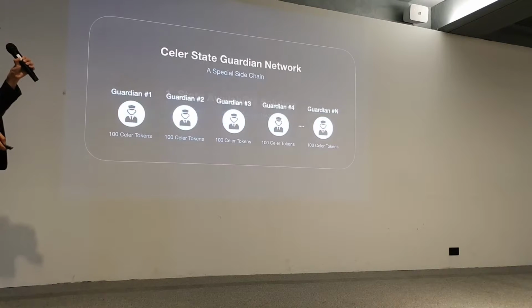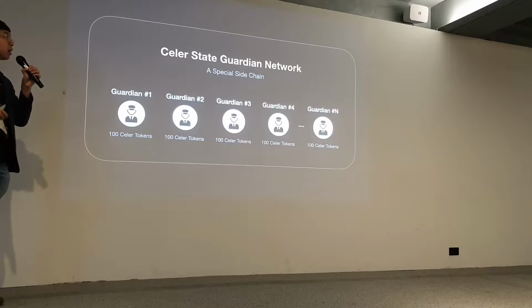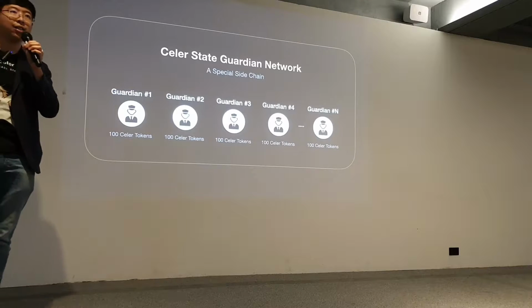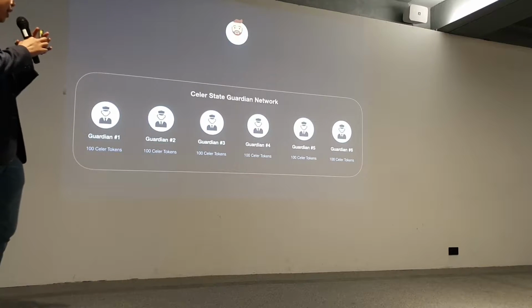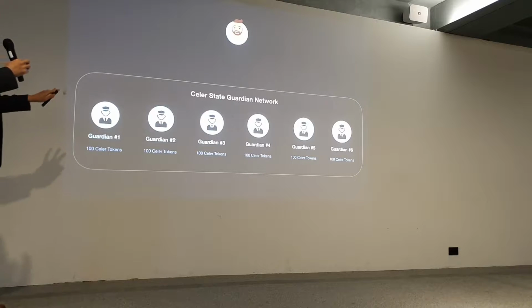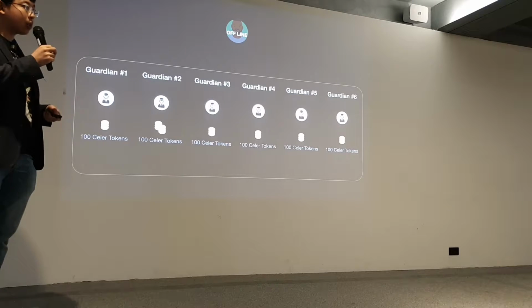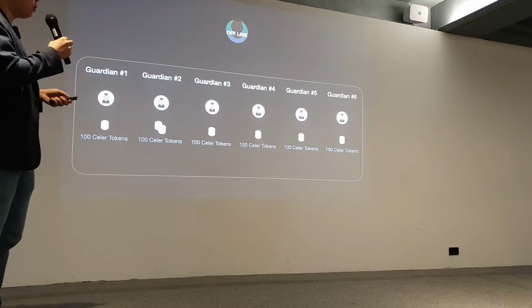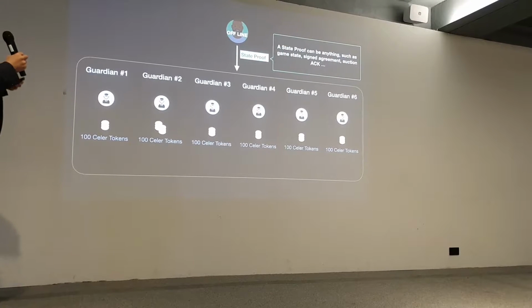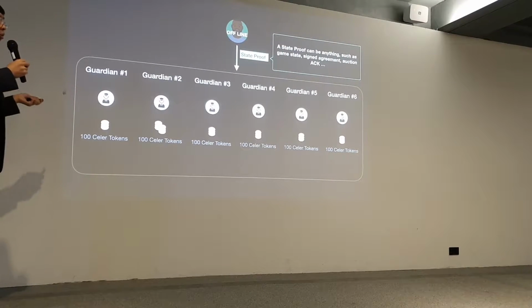So, how do we solve this? We propose something called the State Guardian Network, which is a special kind of sidechain with plasma-like semantics. You stake your Cedar token into this State Guardian Network sidechain and become a State Guardian. And when the user goes offline, or when the user periodically wants to checkpoint the state, the user will just submit the state proof to this State Guardian Network, a hash of the state proof actually.